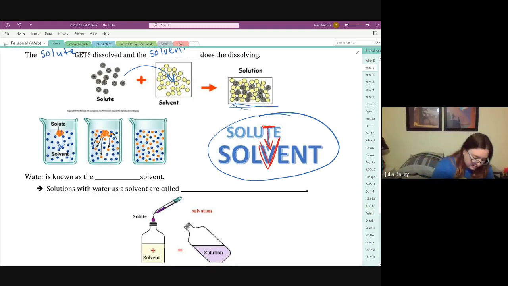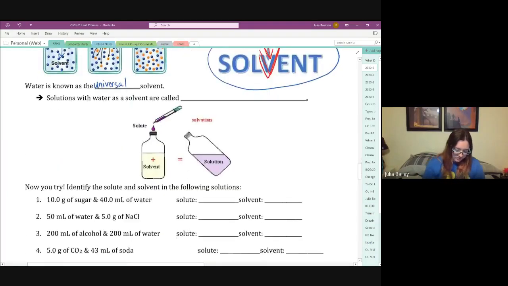We call water the universal solvent. It doesn't literally dissolve everything in the universe, obviously, because if it did, then you couldn't take a shower without dissolving. But it dissolves a lot of stuff. So we call water the universal solvent. Solutions where water is the solvent are called aqueous solutions, where something is dissolved in water.